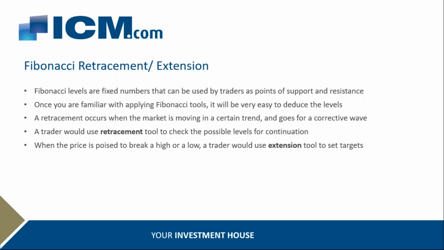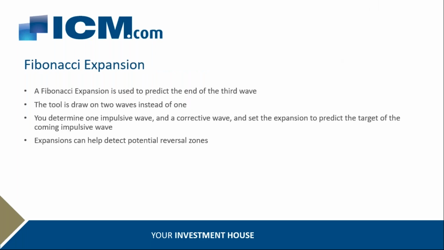We're all used to drawing retracements, which is just drawing the Fibonacci from point A to point B, or from a high to a low. After that, you set the Fibonacci in order to check the retracement levels, or you can even draw it on the opposite side in order to draw the extensions. What about the expansion? It's a bit different.